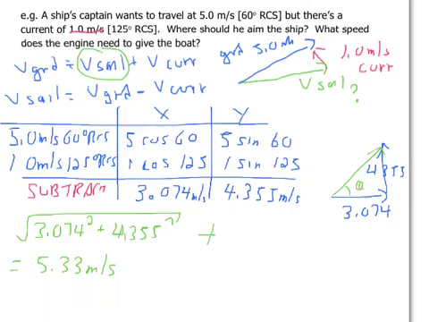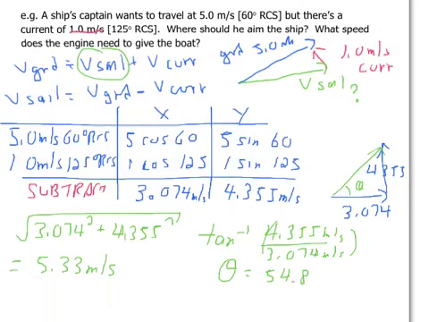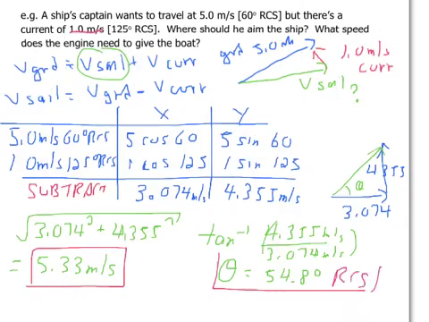That angle there, again, we're going to use a tangent function because we have an opposite side and an adjacent side. It's the inverse tan of 4.355 divided by 3.074, again all in meters per second. And our angle here is 54.8 degrees. So our captain must have the engine provide the ship with 5.33 meters per second of velocity and aim his ship at 54.8 degrees RCS in order for the boat, at the end of the day, to travel at 5 meters per second at 60 degrees RCS.